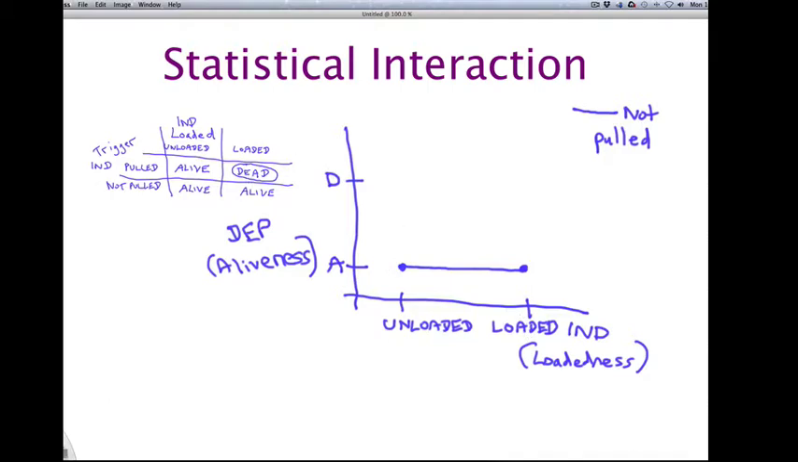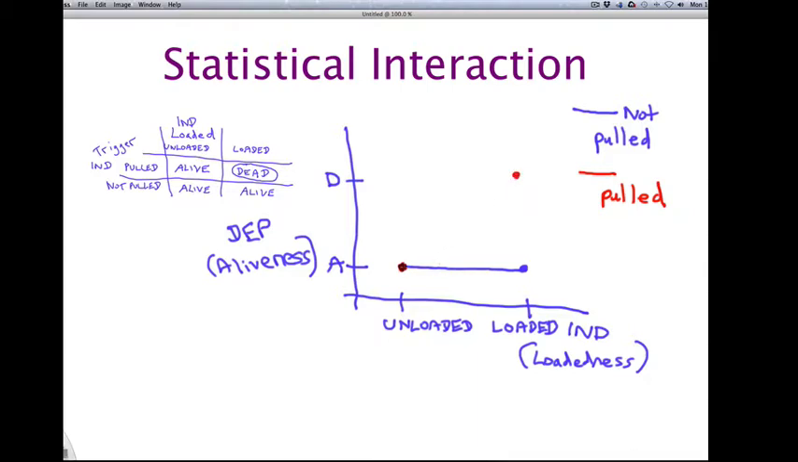So I'm going to do the pulled one in a different colour. Let's do it in red. So this is the trigger being pulled. When the gun is unloaded and the trigger is pulled, then the person is alive. And when the gun is loaded but the trigger is pulled, this time the person is dead.